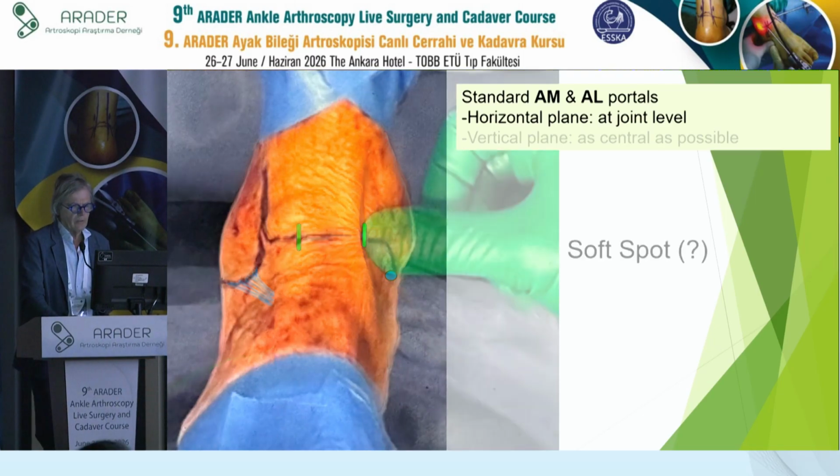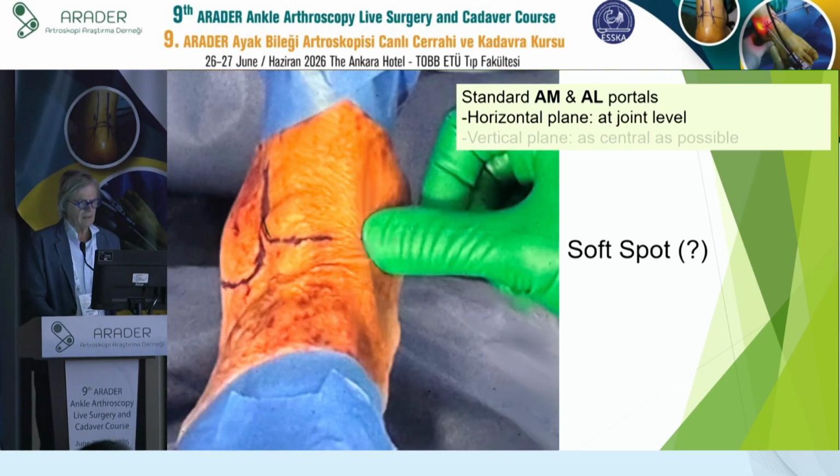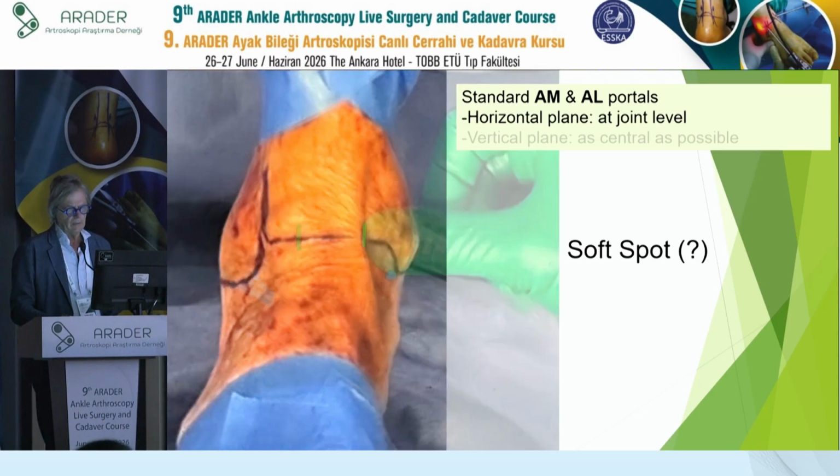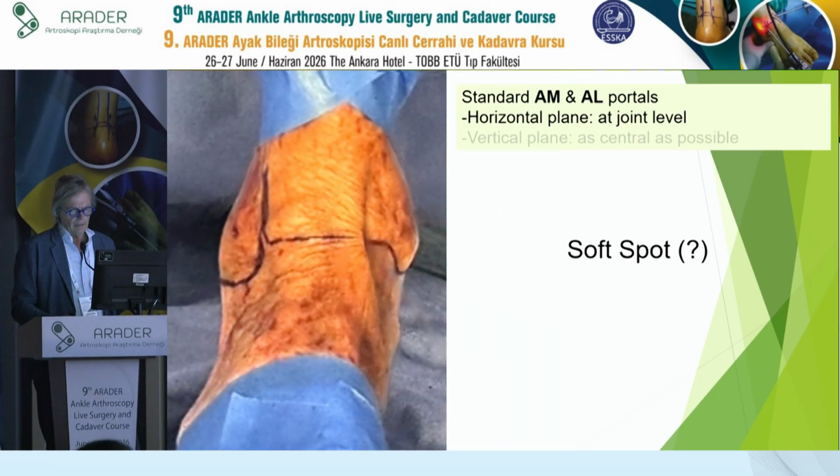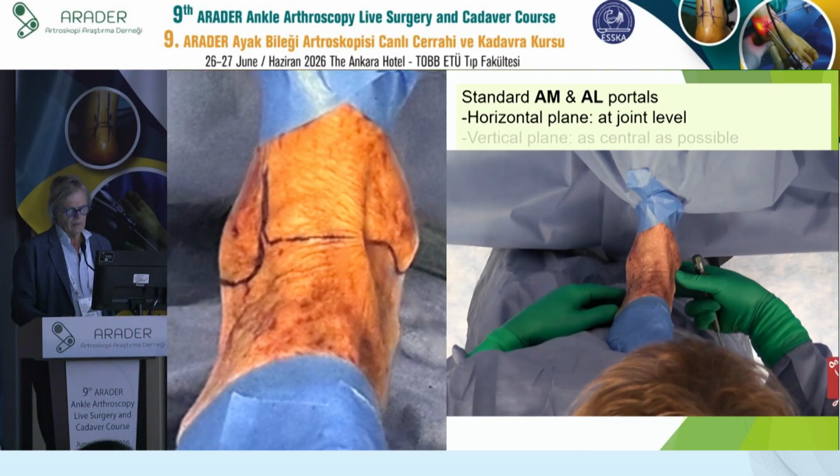Horizontal plane at joint level, the soft spot. It sounds easy, but if you have osteophytes, there's no soft spot. Yeah, you try to palpate the soft spot there, but there is no soft spot because there's the osteophyte. So how do you initially identify the joint space? You can always palpate the tip of the medial malleolus. So I advise you to palpate the tip of the medial malleolus. And this is the virtual line through the tip of the medial malleolus.